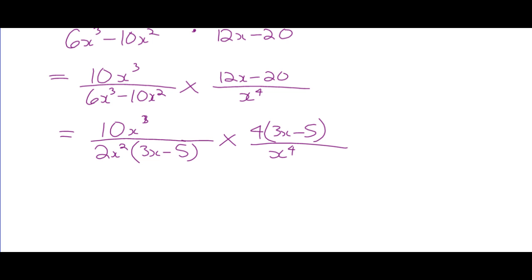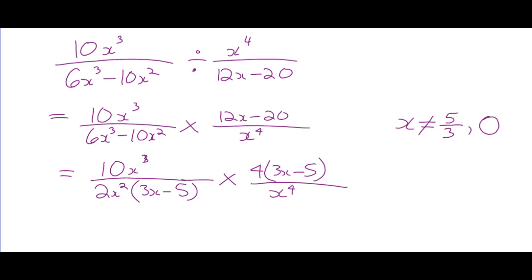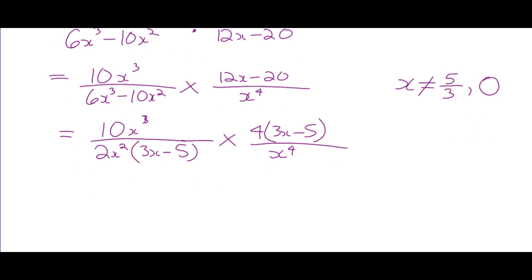Over x to the 4th. Restrictions? Anything else? 0. Okay. So where you're looking, right? It's a divide, so I've got to look here. So I generally just start down here, right? I say 0, 5/3. 5/3, 0. I'm looking in 3 places, right? Here, here, and here.